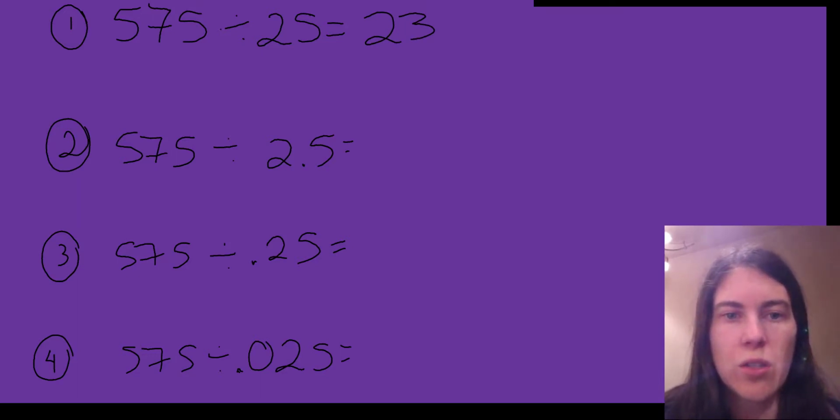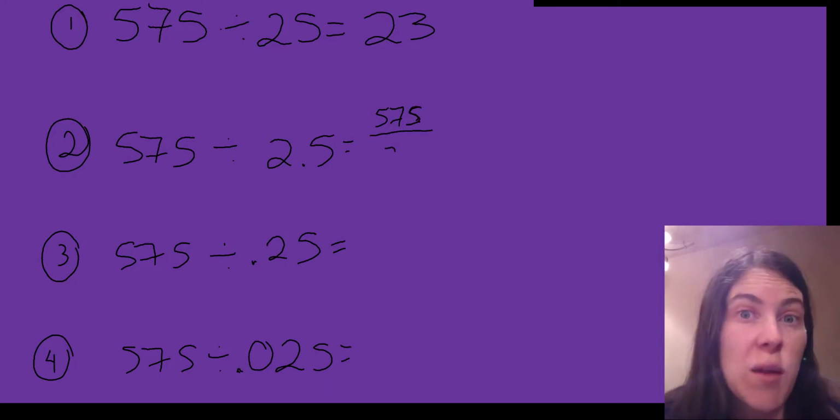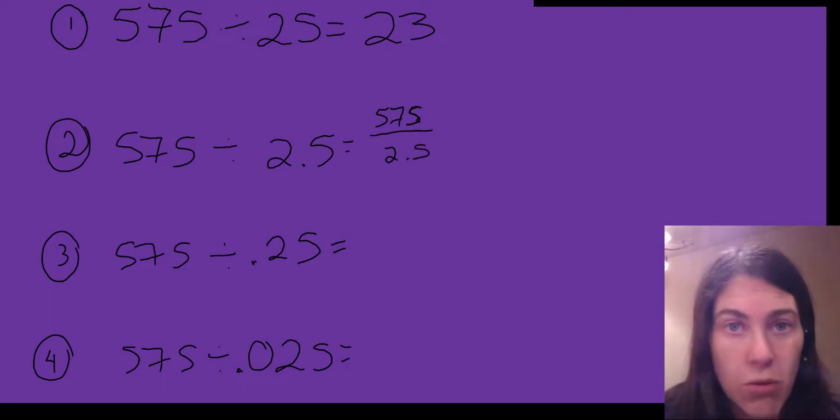Now I'm going to add in some decimals. 575 divided by 2.5. I can think of a couple ways to do this, but my favorite way is to rewrite it and make it look like a fraction. 575 divided by 2.5. Decimals and fractions are the exact same thing. Did you know that? It's true.